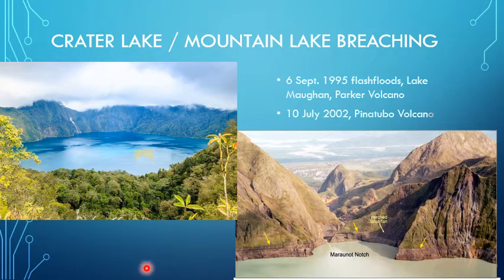Our second example is the breaching of the crater of Mount Pinatubo in 2002. Triggered by antecedent rainfall on July 10, 2002, the notch of Pinatubo volcano's crater, which we call Maraunot, gave way, releasing about 6.5 times 10 to the 7th cubic meters of floodwaters. As the notch is transected by a fault, it must have been the locus for landslide deposition in the past.